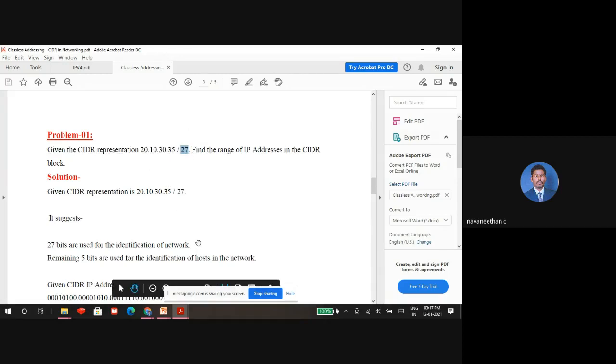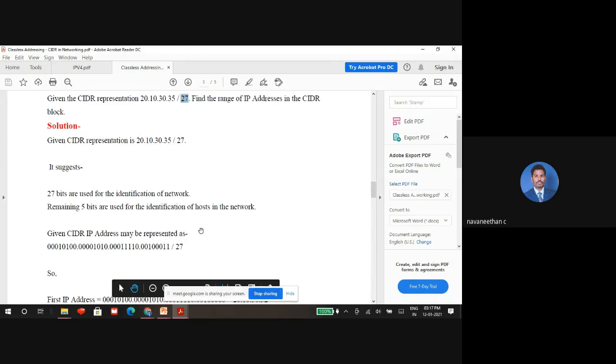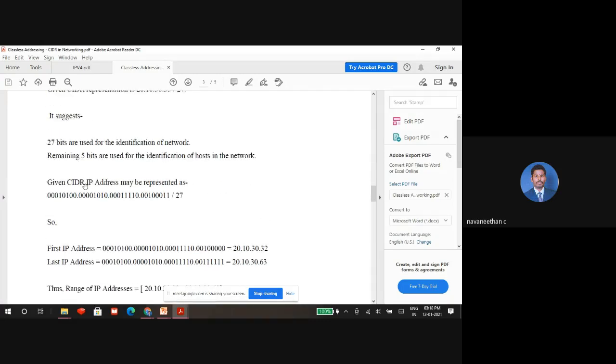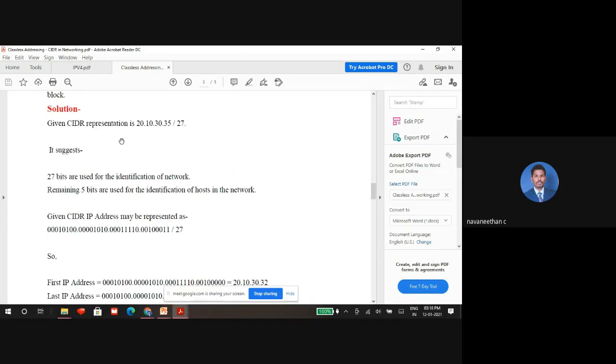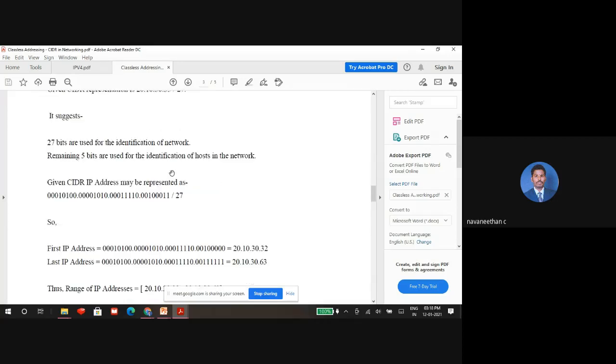Clear? Fine. Just look at the representation. It's very simple: 32 minus 27, we get the remaining 5 bits. With those 5 bits, it has been used for identifying the host. So how do we represent this? Given this CIDR address, just convert into the 8421 combination. Just write it 20.10.30.35. That is the first address.